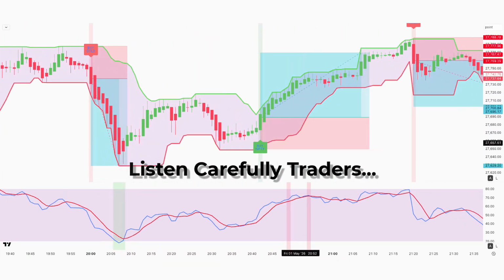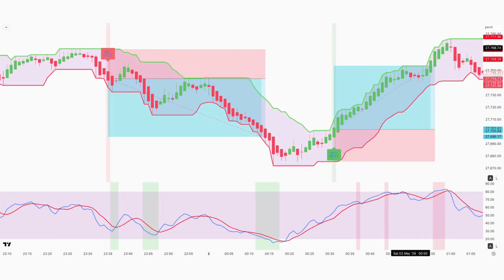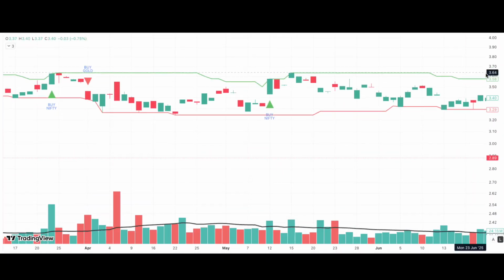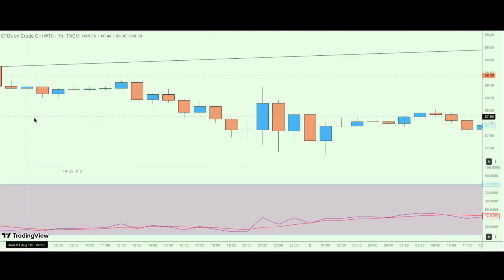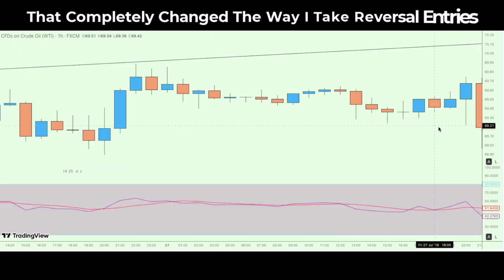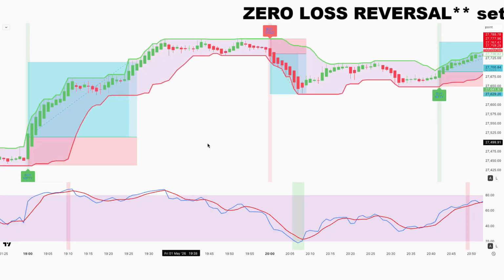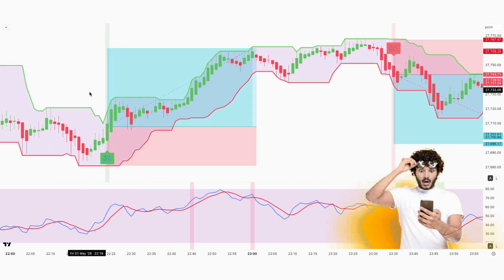Listen carefully, traders. Most traders lose money for one simple reason. They entered the market too late. By the time the trend becomes obvious, the smart money has already moved. But today I'm going to show you a brand new TradingView indicator that completely changed the way I take reversal entries. This is called the zero loss reversal setup. And honestly, the accuracy shocked me.